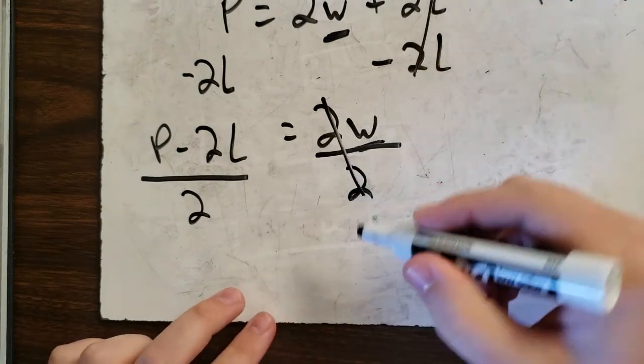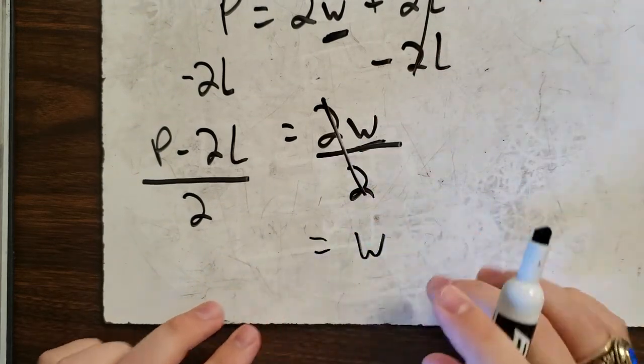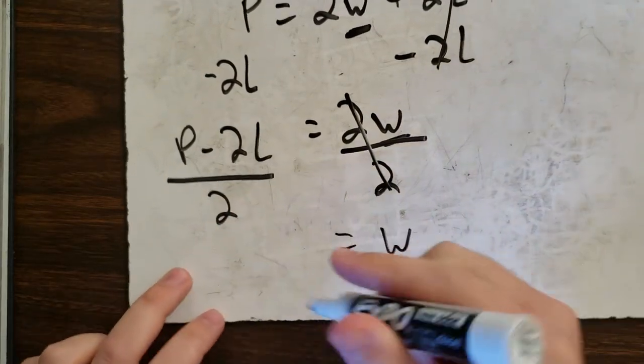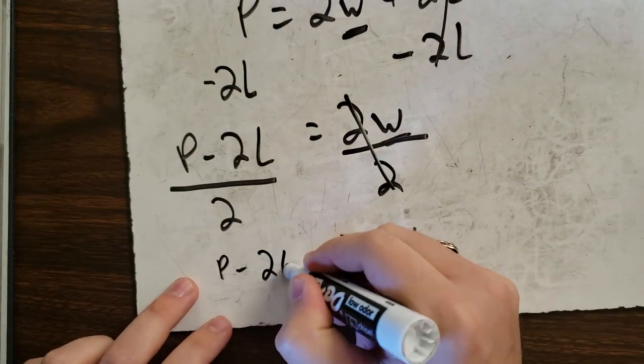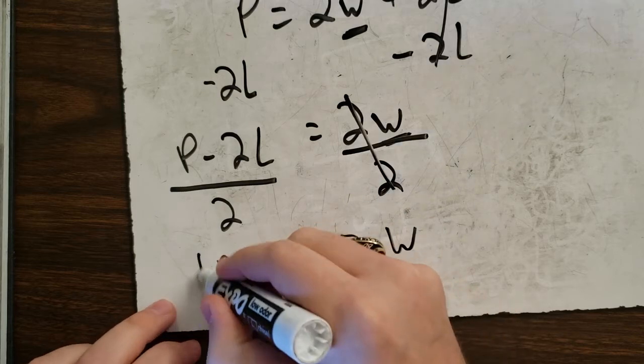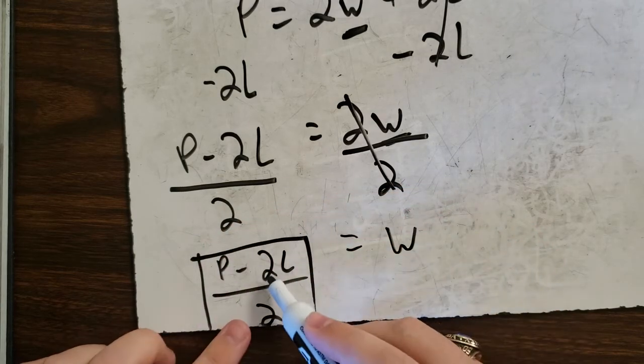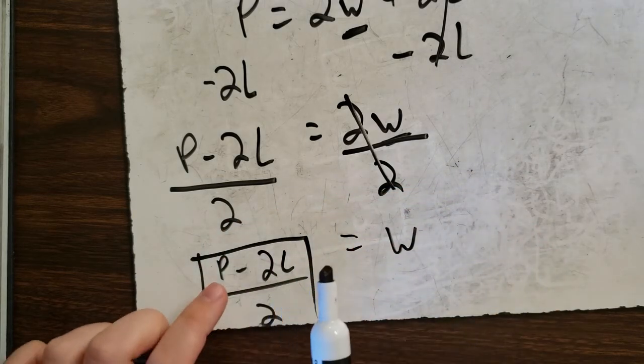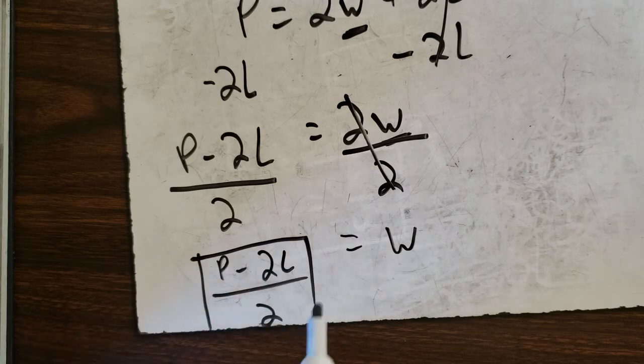Our 2's here cancel. We're left with w by itself, and once again, we can't do anything here. So the whole thing is our answer. There's nothing we can do here. Don't try to reduce these 2's. You can't, because there's a p minus in front of it. So you can't reduce the 2's there. It just stays the way it is.